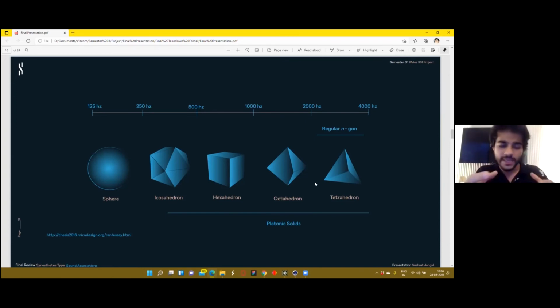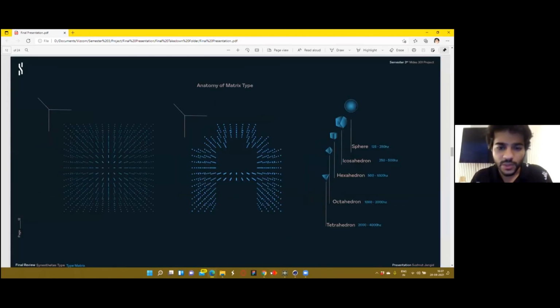What I was thinking in my mind was that a sphere is something I wanted to associate with low frequency sound, so it would have a very smooth surface, and the tetrahedron being the sharpest of it. So the transition is that the sphere is transforming into the tetrahedron shape. That is how I chose my shapes. And that's pretty much the process. So I'll just show it to you.